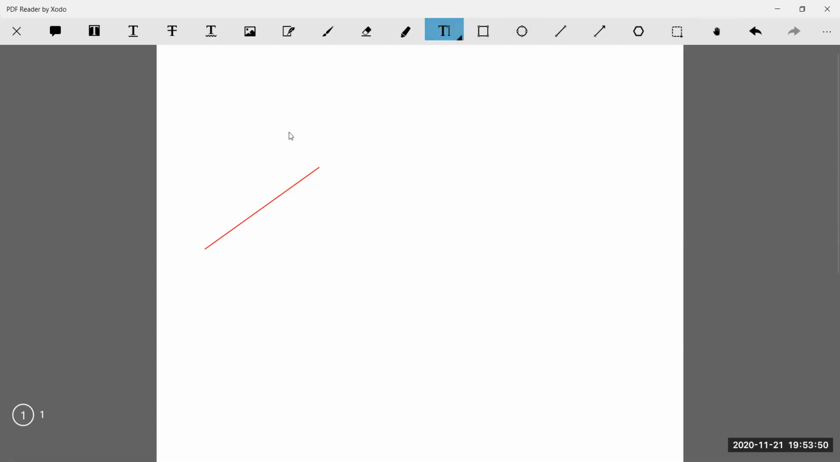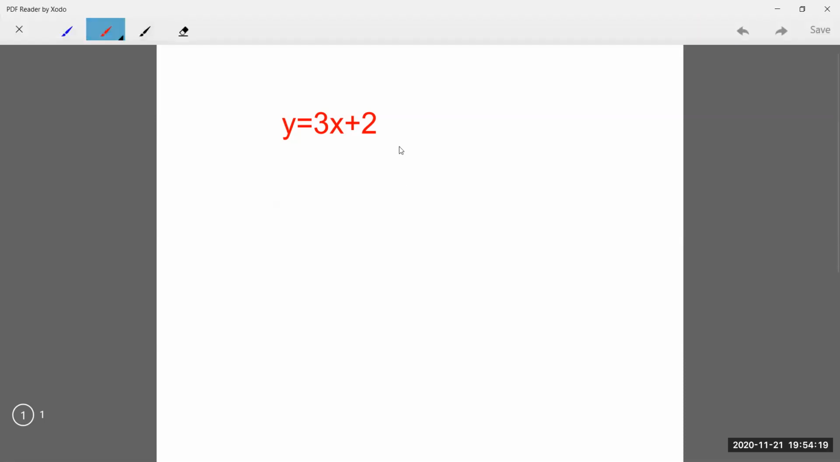All right, let me ask you a question then. If I were to give you the line y equal to 3x plus 2, how would you sketch that line? How do you draw that line? Y equal 3x plus 2. How do you sketch a line y equal 3x plus 2? If you had a graph, right, how would you draw it?